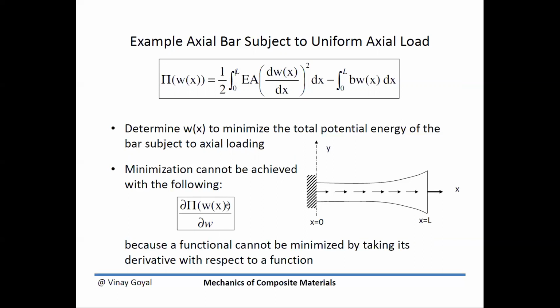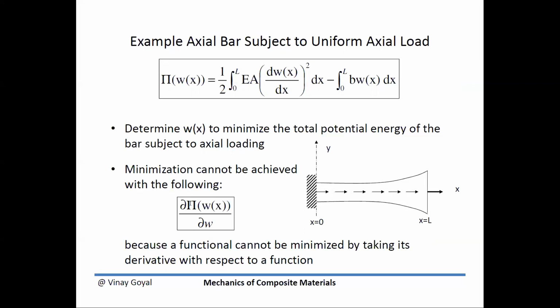You can do that if you're dealing with scalar quantities such as a function of x. So take the function F of x equals x squared minus 4. Where does the minimum occur? You take the derivative of F with respect to x, set that equal to 0, and then you can find the value of x. That gives you a scalar quantity. Here, I'm trying to find the function w that minimizes pi, and I cannot just do this.